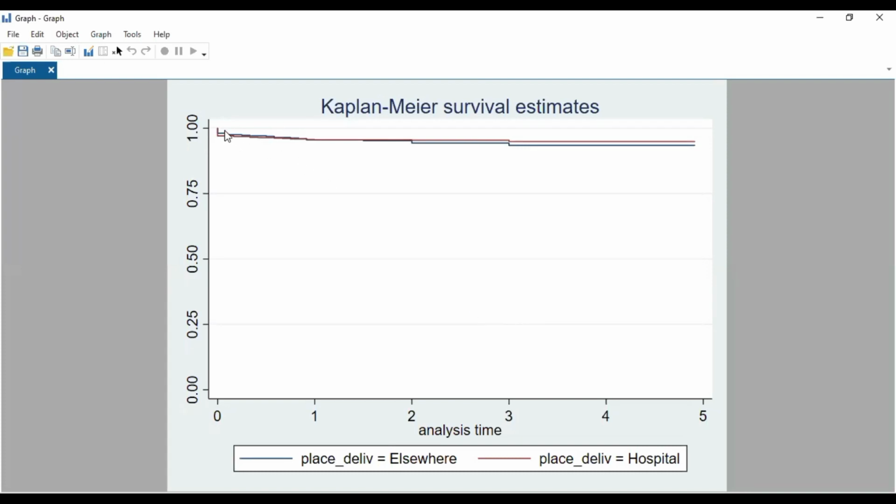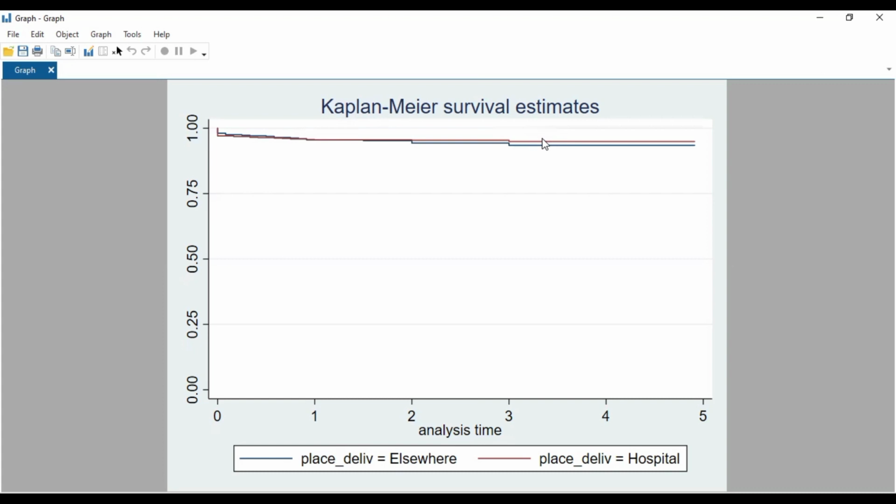So when you look at this curve critically, the blue line indicates that the person has been delivered elsewhere, while the wine or reddish line indicates the person has been delivered in the hospital. Now, when you look at it carefully, you get to know that those who were delivered at the hospital had a higher, more gentle or shallow slope or curve compared to those who were born elsewhere.